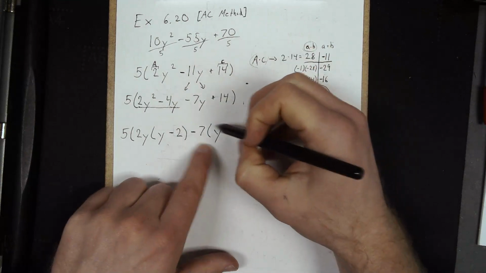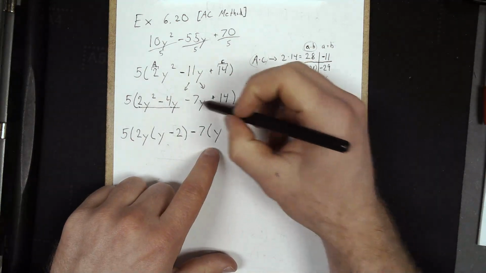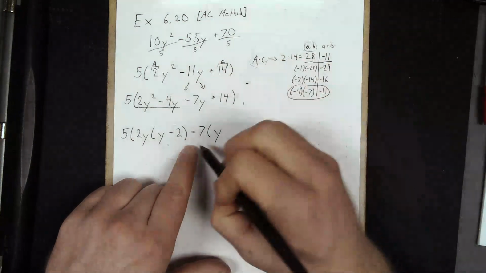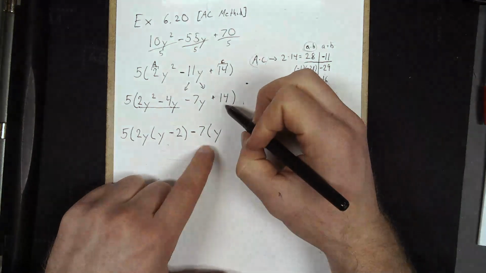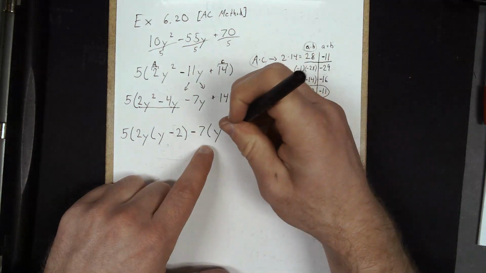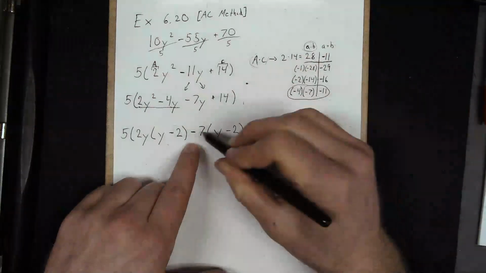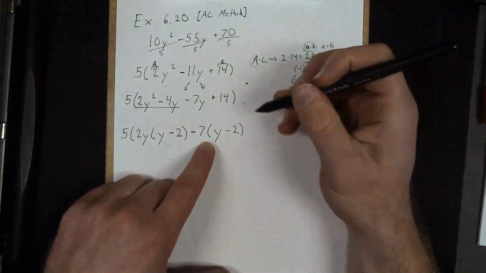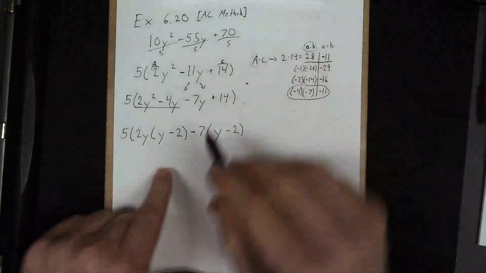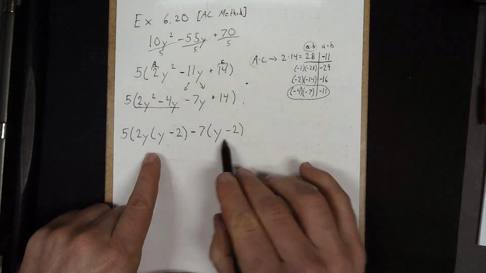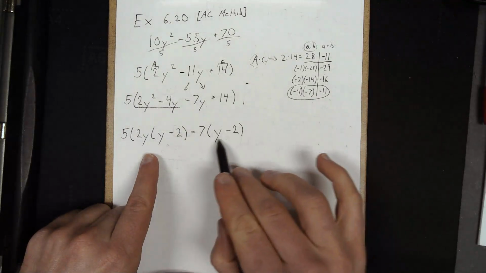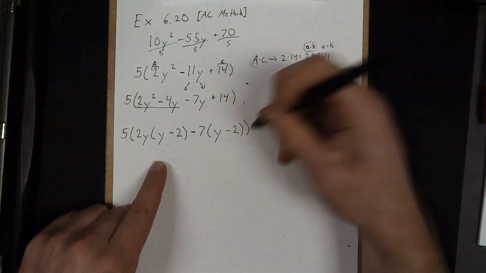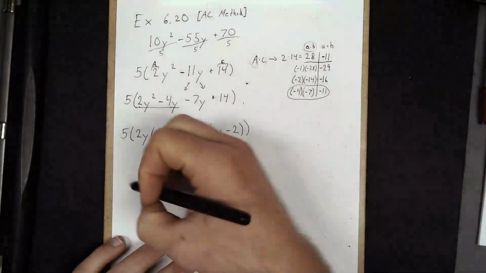We end up with, so negative 7 times y would give us negative 7y. What times negative 7 would give us positive 14? It's negative 2. If I would have pulled out a positive 7, this y would be negative, and this would be a plus 2. And we want these two to match. So they do. So now we can jump to our last step.